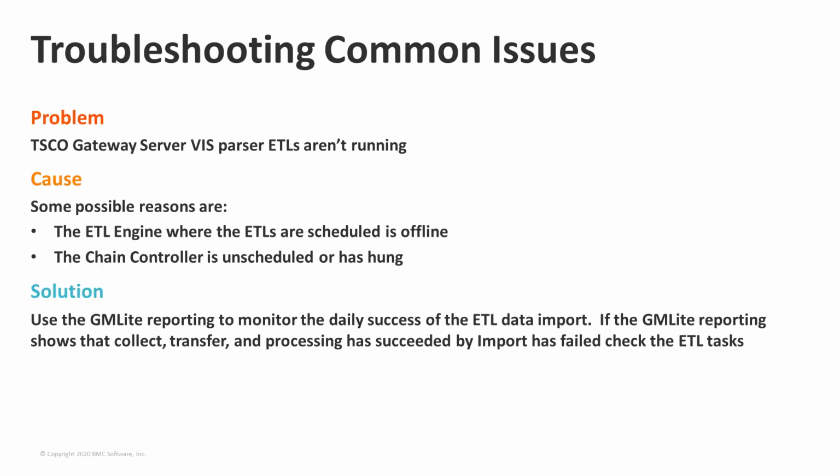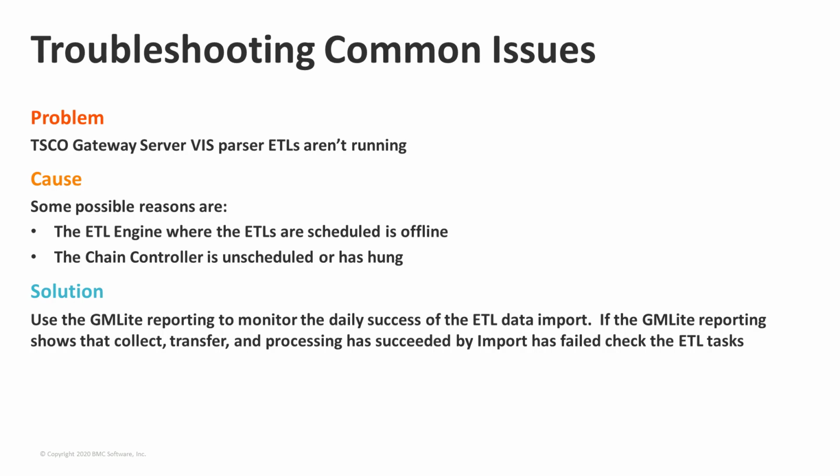Now let's talk about troubleshooting some common TSCO gateway server problems. A problem related to the import of TSCO agent data one may see is that some of the TSCO gateway server viz parser ETLs have stopped running. This may be due to the ETL engine where the ETL is running being offline, or another problem preventing the chain or ETL execution on the ETL engine. One reason it might not be executed is that the task chain may have been unscheduled manually and accidentally not rescheduled. Another possible reason is that an ETL execution hung, and that's hung the ETL task chain, which is still running, waiting for that ETL to finish. And now that task chain will wait forever or until the TSCO scheduler is restarted.